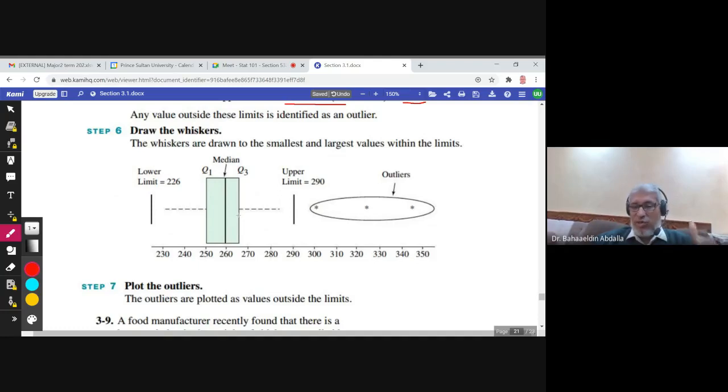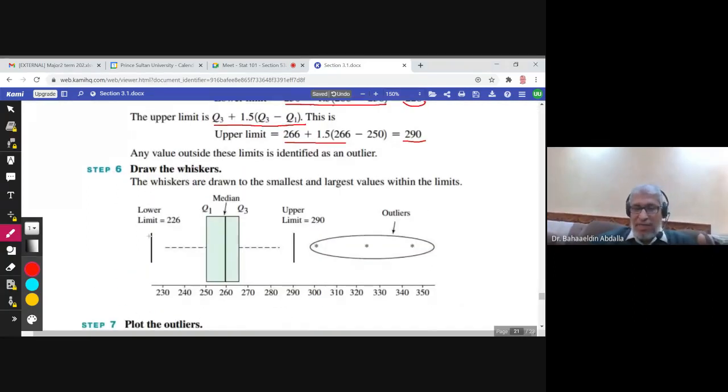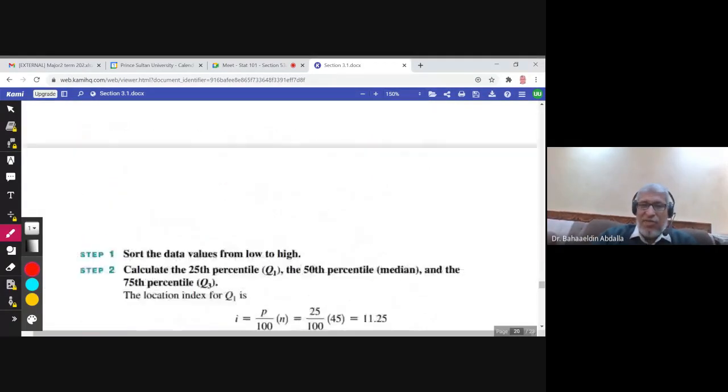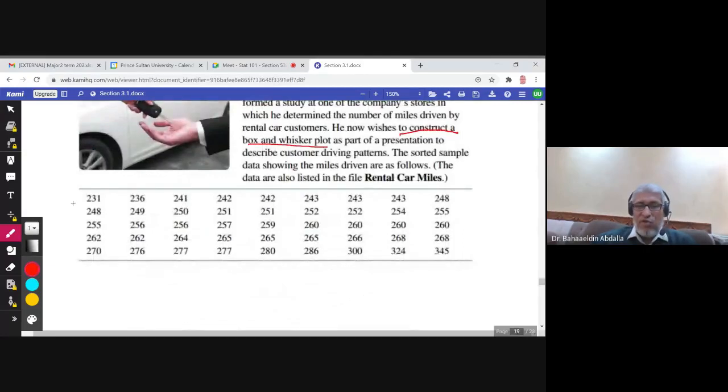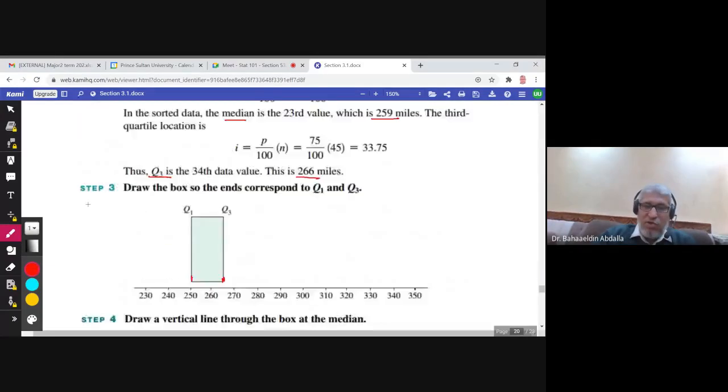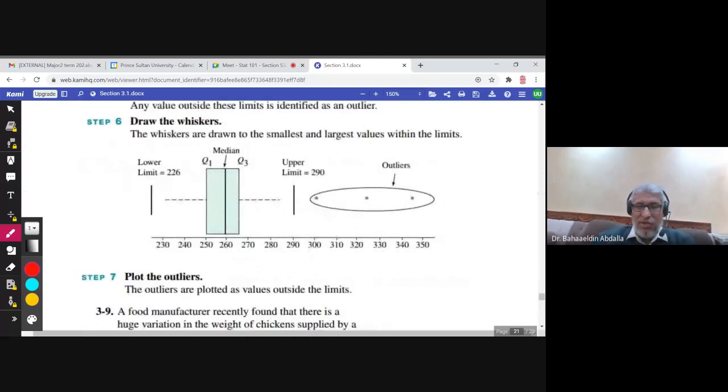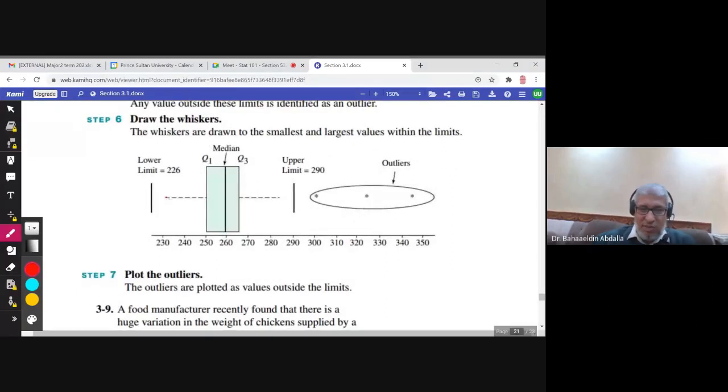How to draw the whiskers? Please pay attention to this point. Now you go to the data. I need the first number greater than 226. What is the first number in the data which is greater than 226? It is the first one, 231. So this number should be 231. So I go from the box to 231. This would be the left whisker.